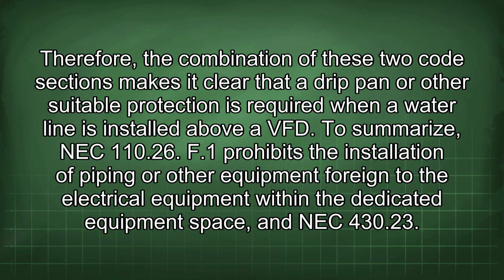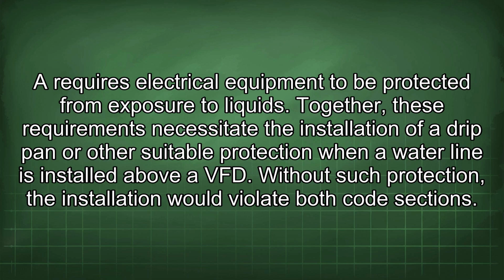To summarize, NEC 110.26(F)(1) prohibits the installation of piping or other equipment foreign to the electrical equipment within the dedicated equipment space, and NEC 430.23 requires electrical equipment to be protected from exposure to liquids. Together, these requirements necessitate the installation of a drip pan or other suitable protection when a water line is installed above a VFD. Without such protection, the installation would violate both code sections.